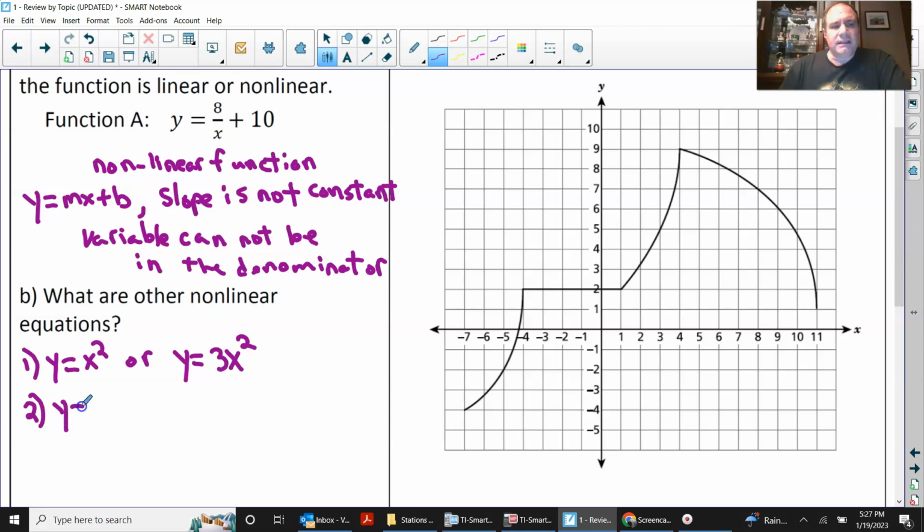And so we have y equals, like in this example here, 4 over x. That is nonlinear. And then the last one is y equals 3 to the x power. Remember, you can't have the variable as the exponent. So the exponent, when it's next to the variable, that's nonlinear, like in number one. Number two, when the variable is in the denominator, that is nonlinear. And then number three, when the variable is the actual exponent, that is nonlinear.